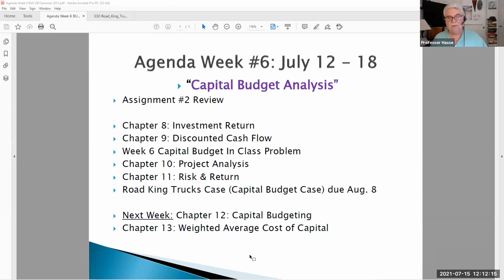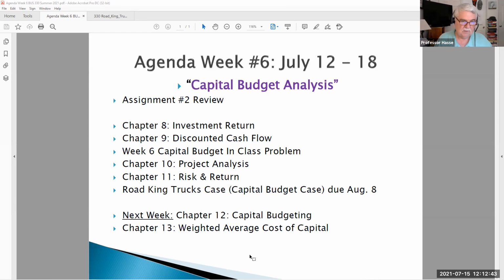Our topic this week in week 6, capital budget analysis. First of all this week, I'll review a couple of the key areas that we missed in assignment number 2, which will prove helpful in future assignments in our course. We'll look at a capital budgeting case we began last week, and we're going to complete it this week with the perfect examples of chapters 8, 9, 10, and 11, a capital budget case problem.